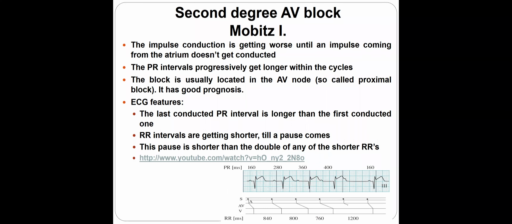Now, another one that is difficult to understand, but hopefully you will understand. If you look, the RR intervals are not equal. The RR interval is a longer one, then a shorter one, then a shorter one. So the PR is getting longer and longer, while the RR interval is getting shorter. When we have the dropped beat, of course, this distance is longer, but not as long as twice the last one. So this interval is shorter than the last RR interval.